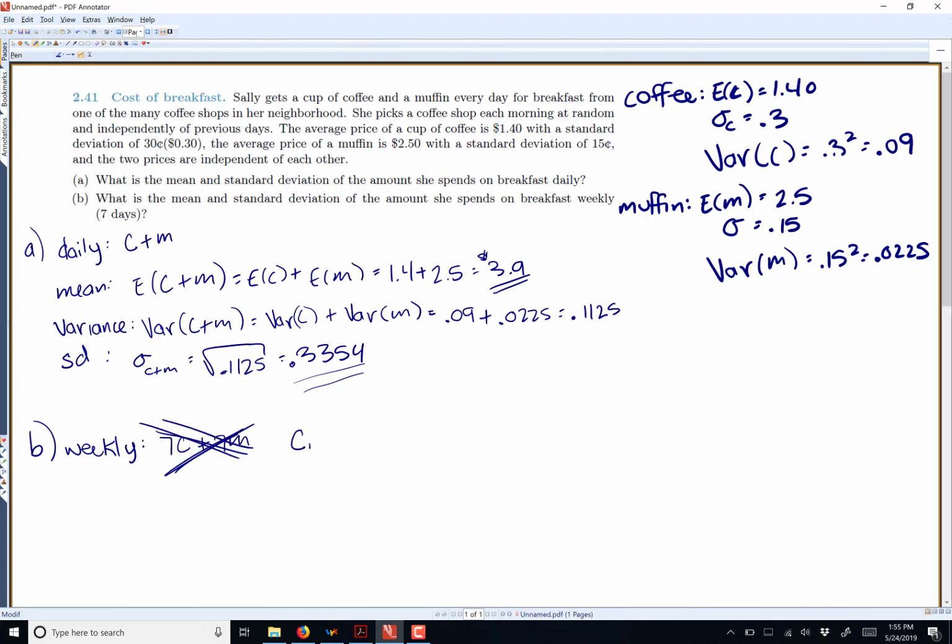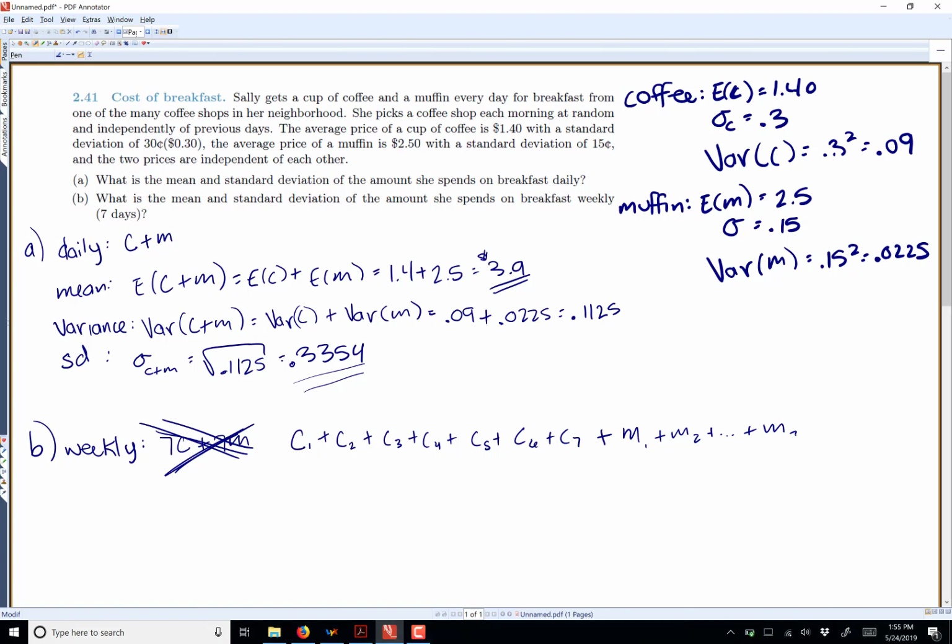Instead, it's going to be your first cup of coffee plus your second cup of coffee plus your third cup of coffee plus your fourth cup of coffee plus your fifth plus your sixth plus your seventh, plus now you'll do 7 different muffins. Now, because each muffin is going to be different, you have to actually do each of the 7 muffins added together, because each one should be different. We don't just times it by 7.